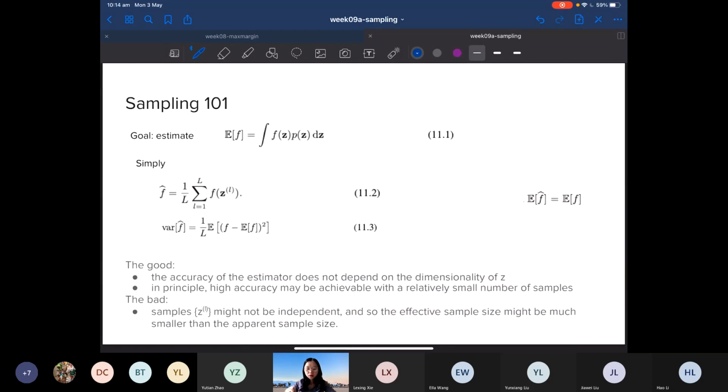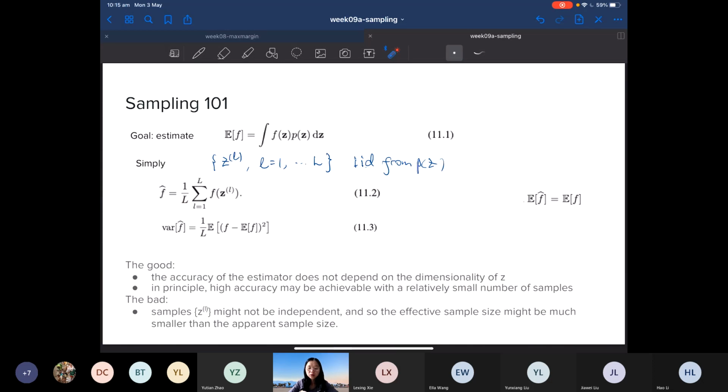As we said, the overall goal is to estimate the expectation of some function. So assume we can sample from P of z. If we have z of small l, where small l goes from 1 to big L, IID sampled from P of z, then the estimated expectation is simply the unweighted sum of the function values evaluated at each of these samples. And the variance of this estimate is simply the empirical variance of these samples as well, right?